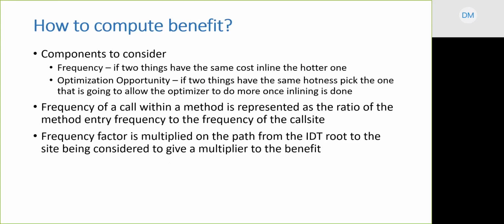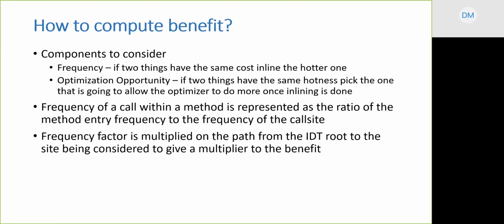Well, there are really two components that we want to consider in the benefit, as I sort of stated earlier. We want to consider the frequency. That is, if two things have the same cost to inline, we wish to inline the one that is run more frequently, because we will save more in terms of the call overheads. And the other one is optimization opportunity. If two things have the same hotness, same execution frequency and same size, we would like to inline the one that is going to provide more opportunity for the optimizer to optimize it, because you will end up with a program that runs faster, right?